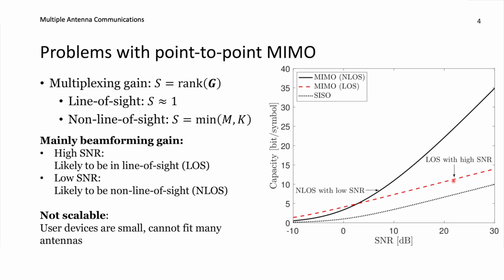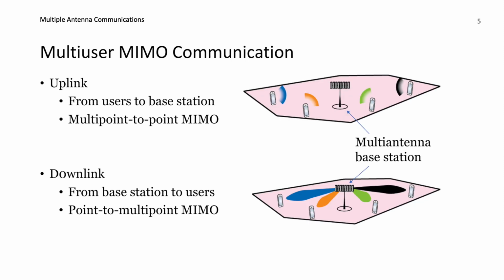There's also other practical problems with point-to-point MIMO, and that is that the multiplexing gain is given by the minimum of the number of transmit and receive antennas. So we need to have multiple antennas both at the transmitter and at the receiver. And one of these devices is probably going to be a user device, maybe a handheld mobile phone or something like that, and we can't fit many antennas into such a device. That also limits the ability to use point-to-point MIMO in practice. An option in order to improve the situation is to consider multi-user MIMO instead.